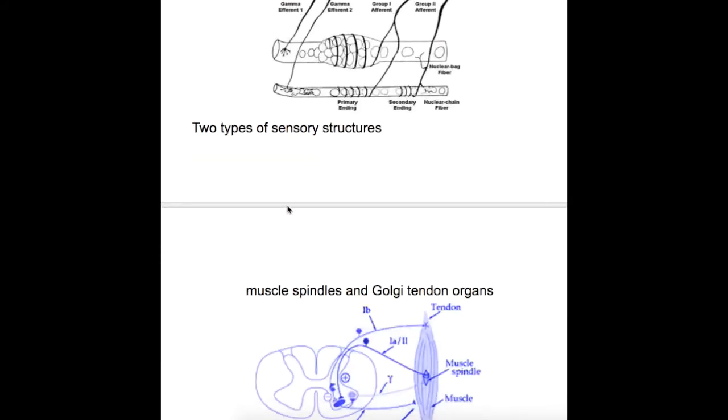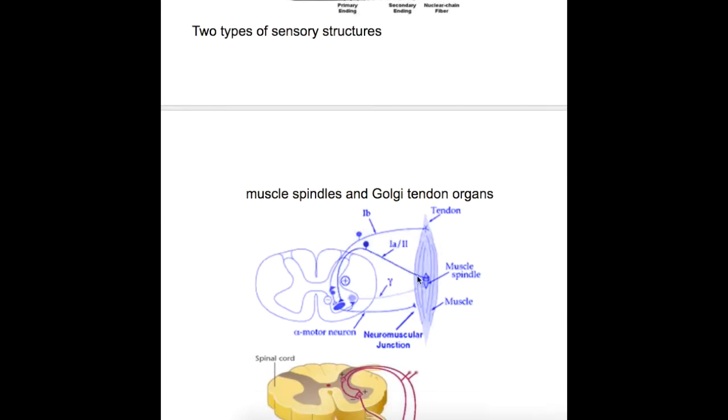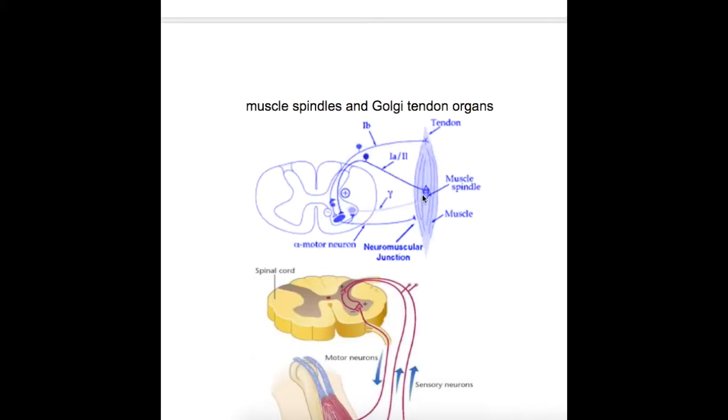There are two types of sensory structures, the muscle spindles and the Golgi tendon organs. The muscle spindles are in the intrafusal fibers, and the Golgi tendon organs are in the muscle tendon. The muscle spindles, when stimulated, cause stretch reflex. They are innervated by the gamma neuron that stimulates them, and they are inhibited by the pyramidal corticospinal tract. They are sensitive to muscle stretch or muscle length.